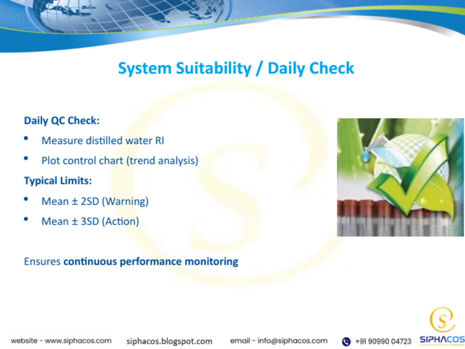We define typical limits using statistical parameters, the mean plus or minus 2 standard deviations, which serve as warning boundaries. If the measurements stay within these limits, we're generally in a safe zone. However, if the results breach the mean plus or minus 3 standard deviations, that's a signal for us to take action. It indicates a potential issue that needs investigation before it impacts results. This daily check process is vital because it helps us maintain continuous performance monitoring, ensuring the reliability and accuracy of our system on a day-to-day basis.